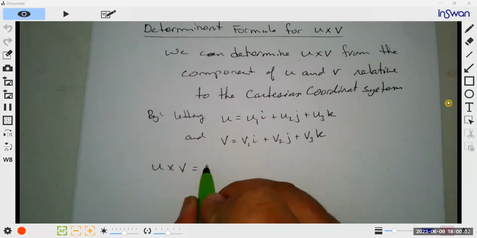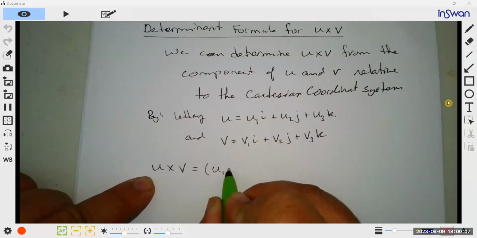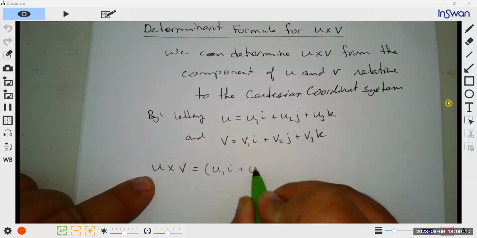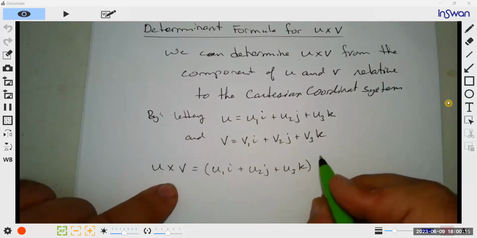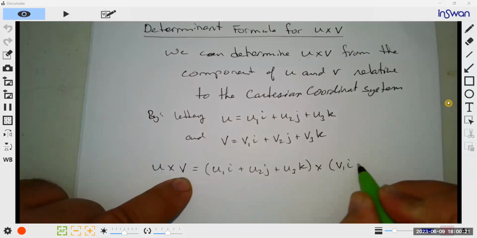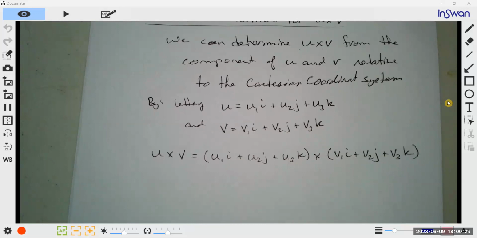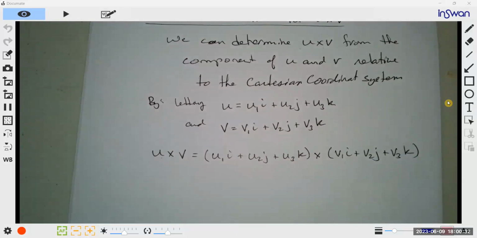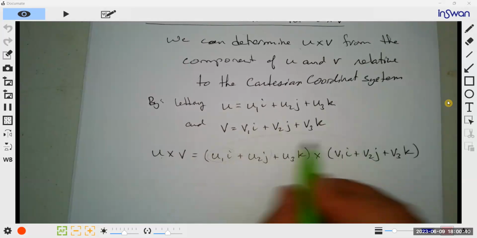So let's look at this. So we have vector U is U1 I, U2 J, U3 K, cross vector V is V1 I, V2 J, V3 K. Now, using the distributive property, everything in this first parentheses will get multiplied to everything in the second.